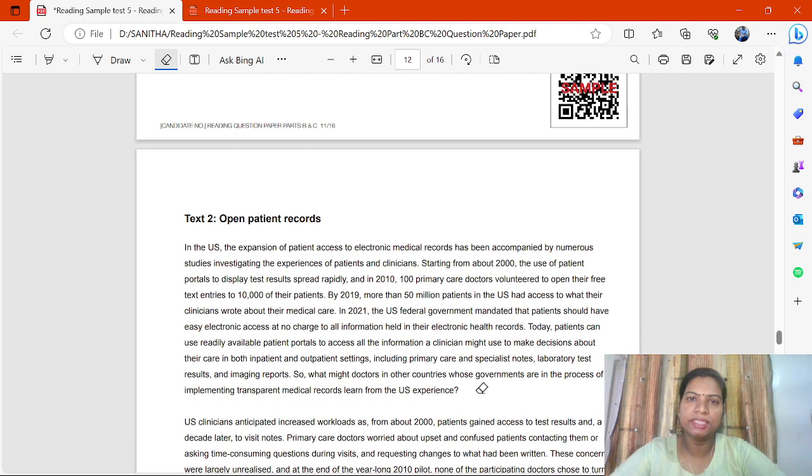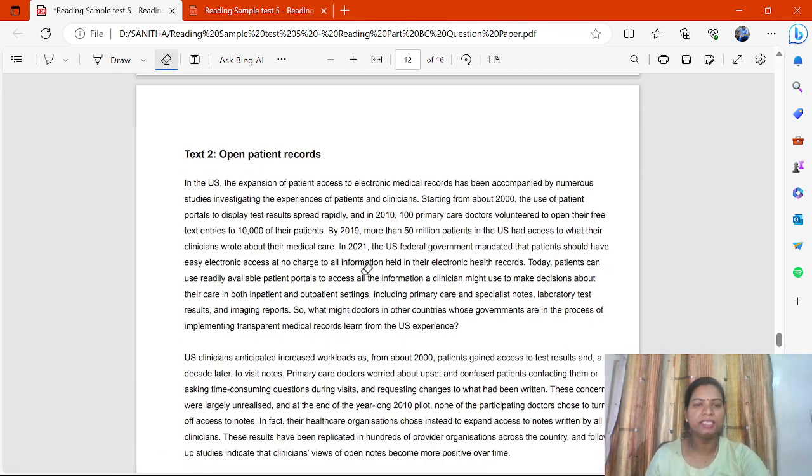Today I'm going to discuss OET Reading Part C. Let's begin. This is the passage I have taken from the OET official website. You can download this question from the OET official website. When you get the question booklet, what are the techniques you have to follow when approaching OET Reading Part C?